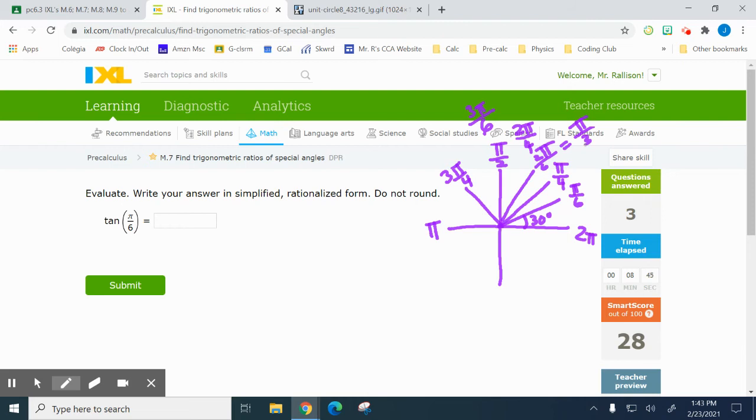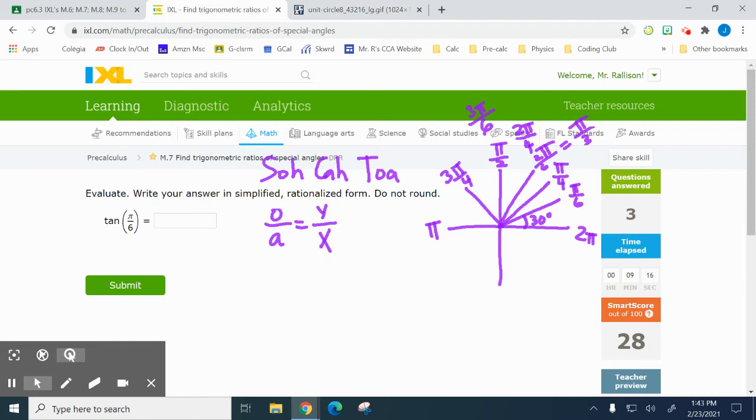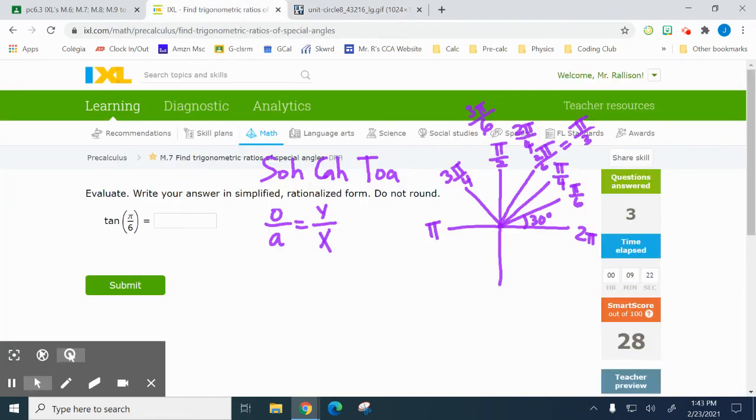So tangent, let's just remember what we're looking for. Let's write SOHCAHTOA. The tangent is the opposite over the adjacent. So that's the y coordinate over the x coordinate. So we're going to look at 30 degrees, pi over 6, and get the opposite and the adjacent coordinate on the unit circle. The opposite is 1/2 and the adjacent is square root of 3 over 2. So we are going to have to actually do some math on this: 1/2 over square root of 3 over 2.